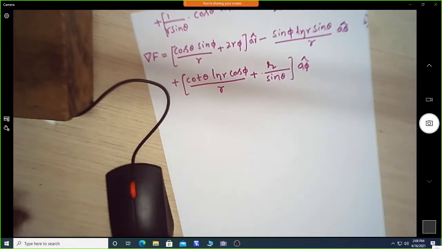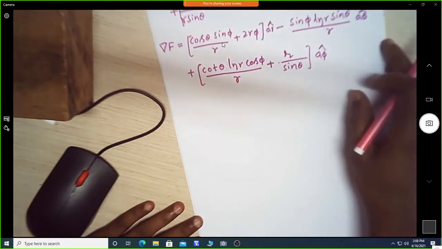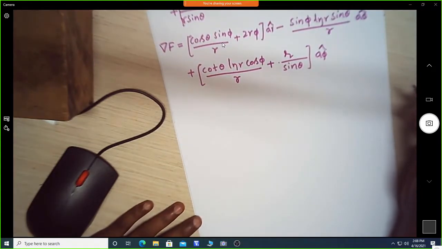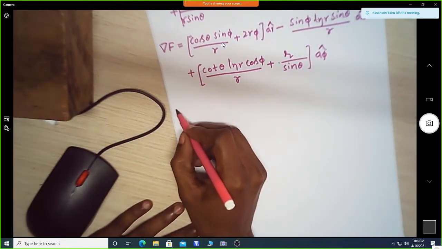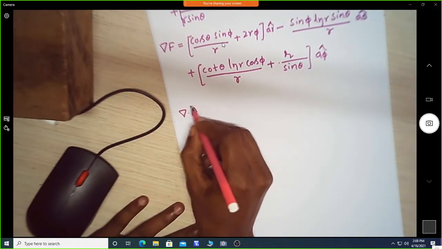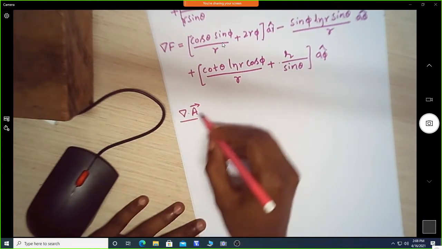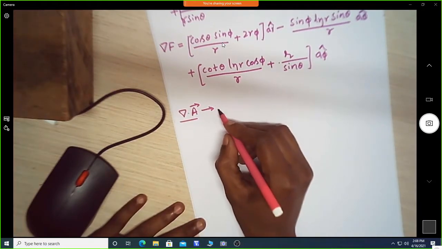Okay, so yesterday we have seen the gradient of scalar field V. So now today we will see the divergence of a vector, that is del dot A. If I operate the del operator on vector A, that we will call the divergence of the vector.